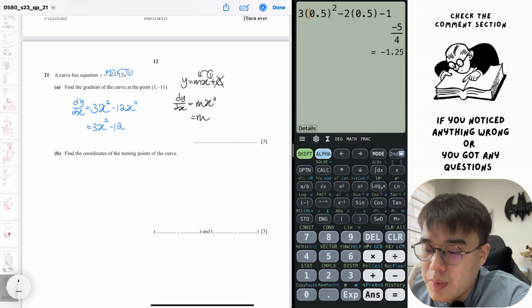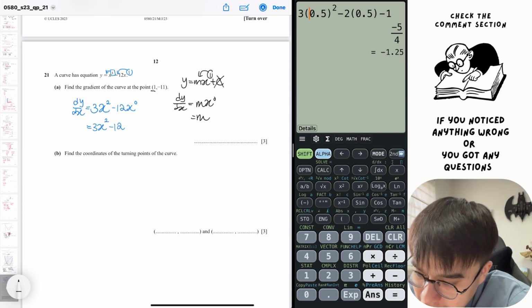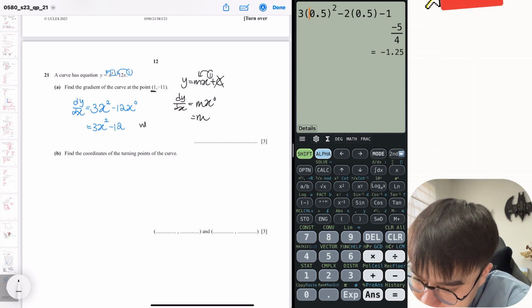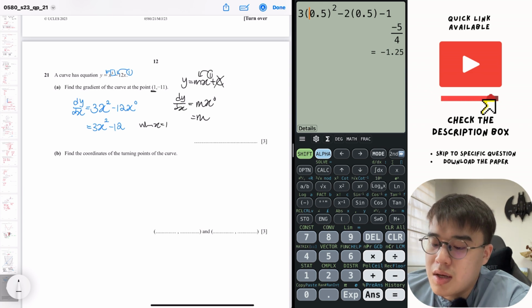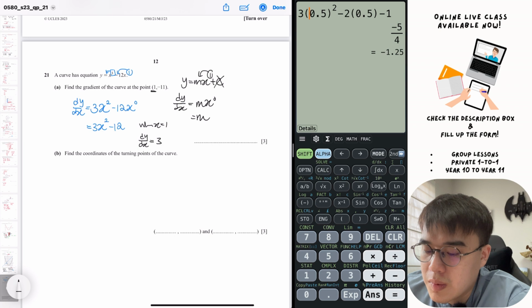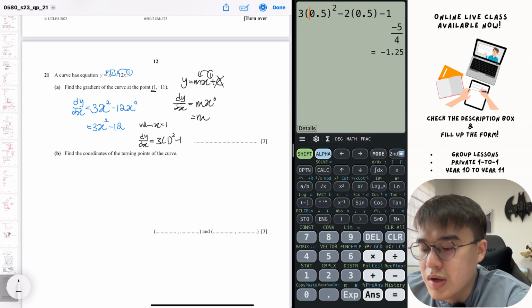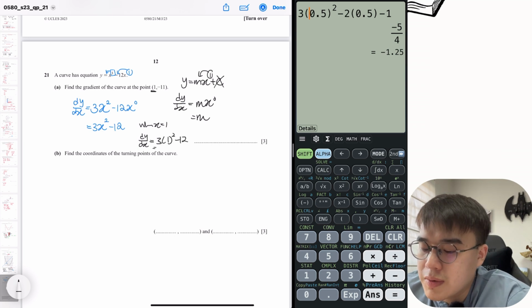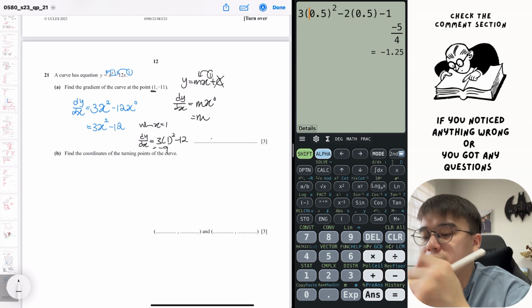So when you use the x value, when x equals 1, your dy/dx, or the gradient of this curve, will be 3 times 1 squared minus 12. As a result, you will get negative 9 as the gradient.